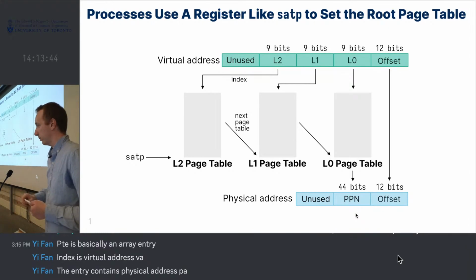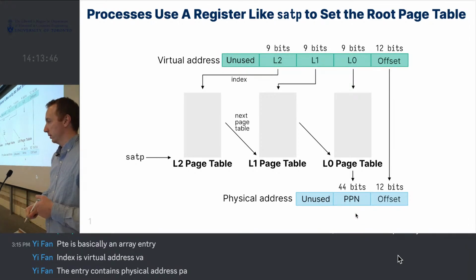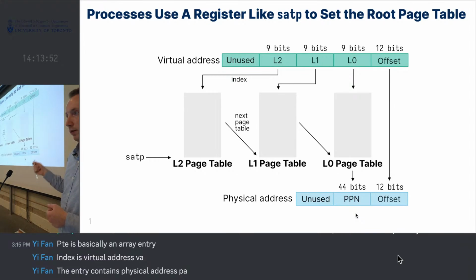Yep. Yesterday, you showed examples where there was a valid bit. If it's one, that will point to a table? Yeah, so if it's valid, we'll go through the translation. If it's valid, it means that translation can continue. If it's invalid, it just stops right there and says, I can't do this translation, it's not valid.